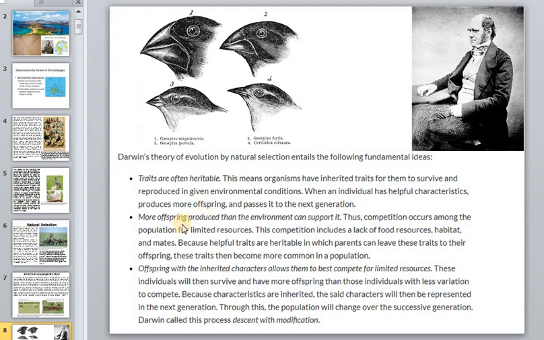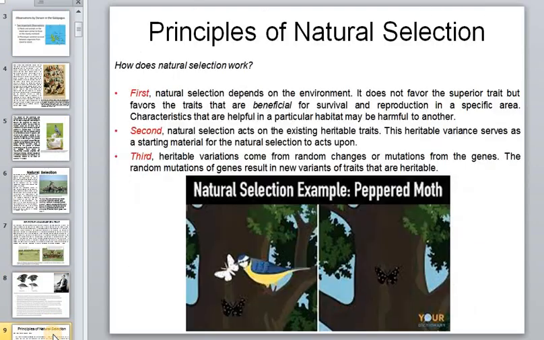As the second one, competition occurs among the population for limited resources. This competition includes a lack of food, habitat, and mates, and because helpful traits are heritable, parents can leave these traits to the offspring, and these traits then become more common in the population. And the third, these individuals will then survive and have more offspring than those individuals with less variation. Here this is the end.